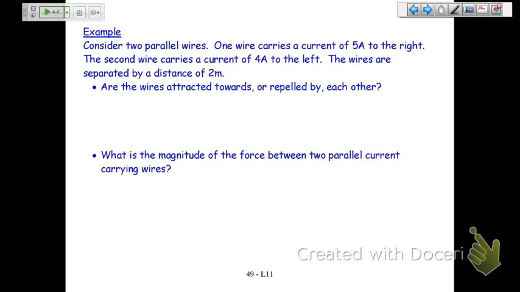Consider 2 parallel wires. One wire carries a current of 5 amps to the right. The second wire carries a current of 4 amps to the left. The wires are separated by a distance of 2 meters. Are the wires attracted or repelled?